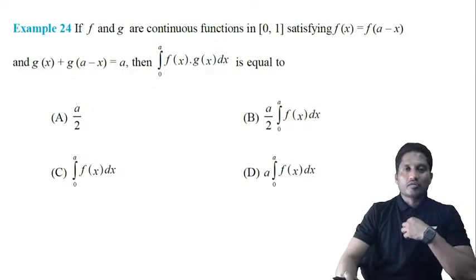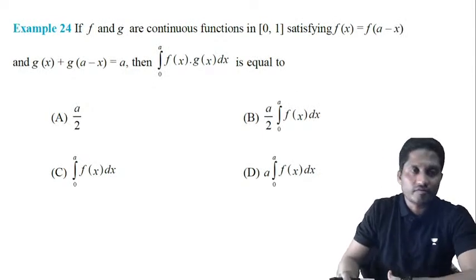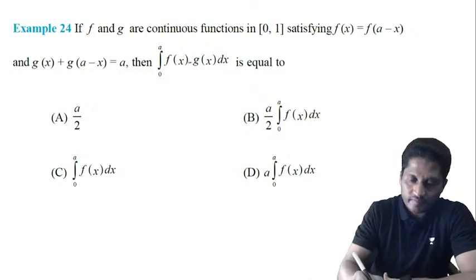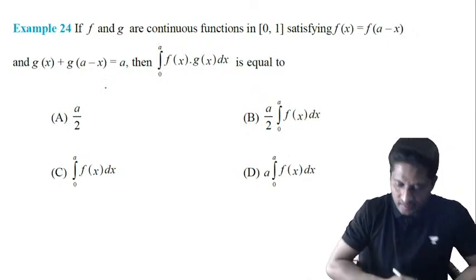If f and g are two continuous functions, f of x is equal to f of a minus x, g of x plus g of a minus x is equal to a, what should be the value of this integral? Right, I'll take this as I.